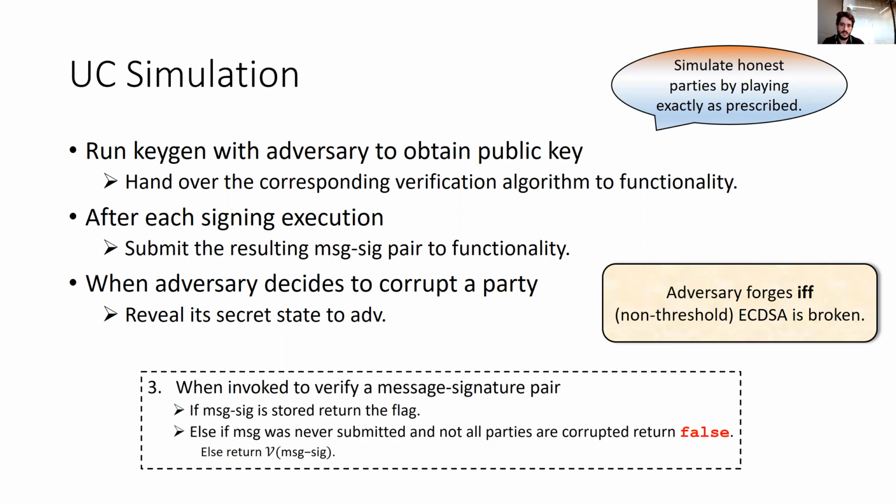So next let me explain how the reduction goes. We define 3 separate experiments, and we show that if the adversary manages to forge signatures in the real protocol, then the adversary forges signatures in all 3 experiments. The last experiment will coincide with an existential forgery game for plain non-threshold ECDSA, which contradicts our base assumption.